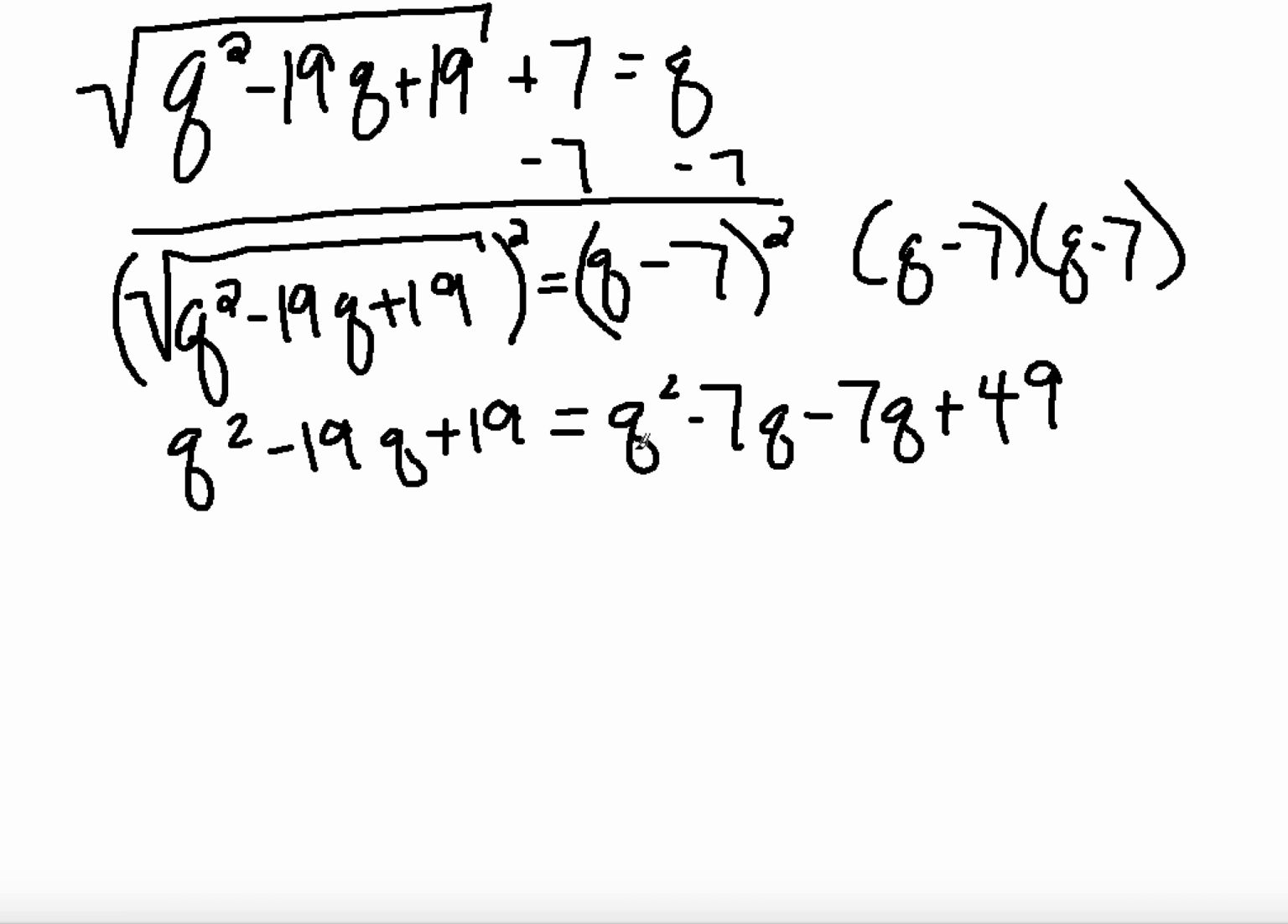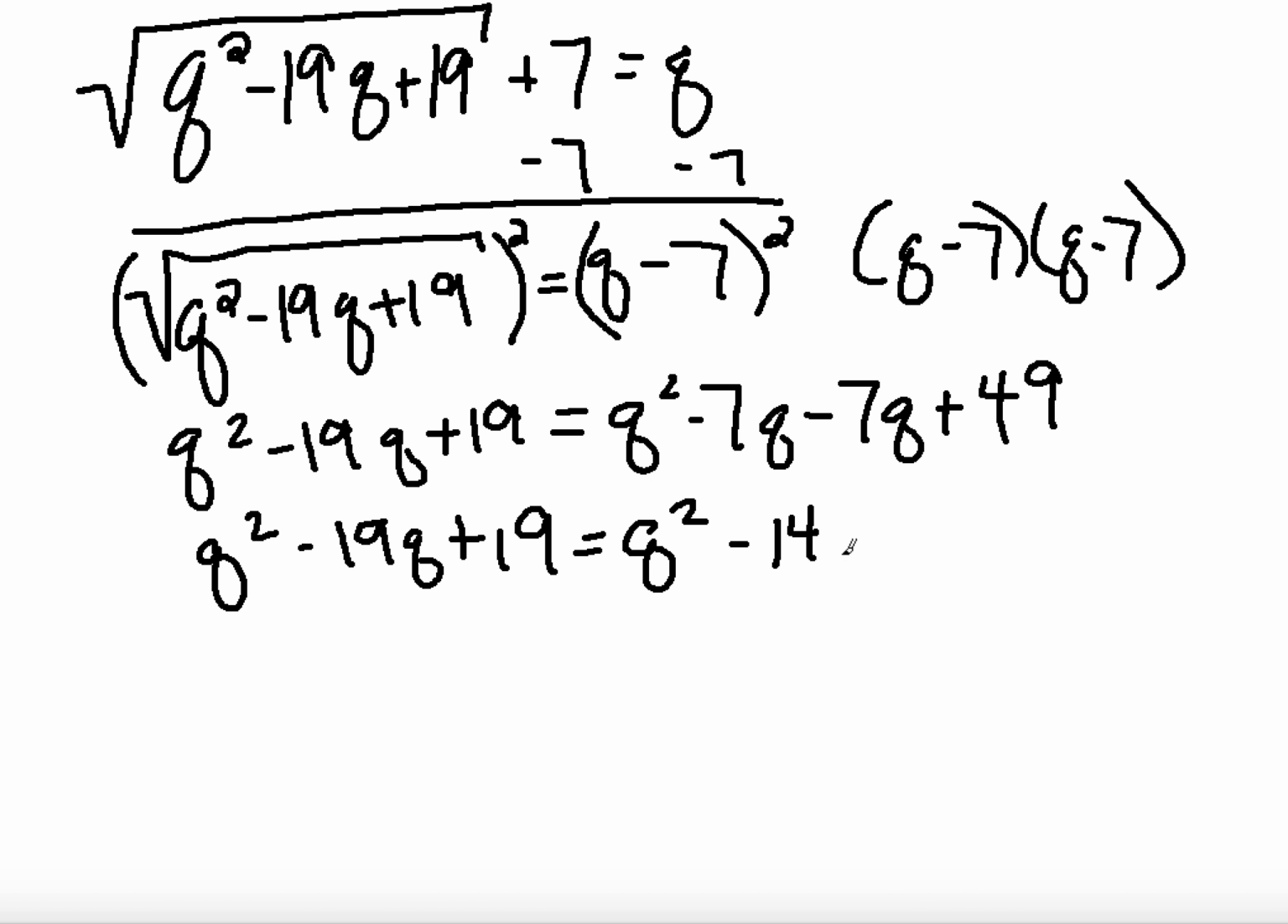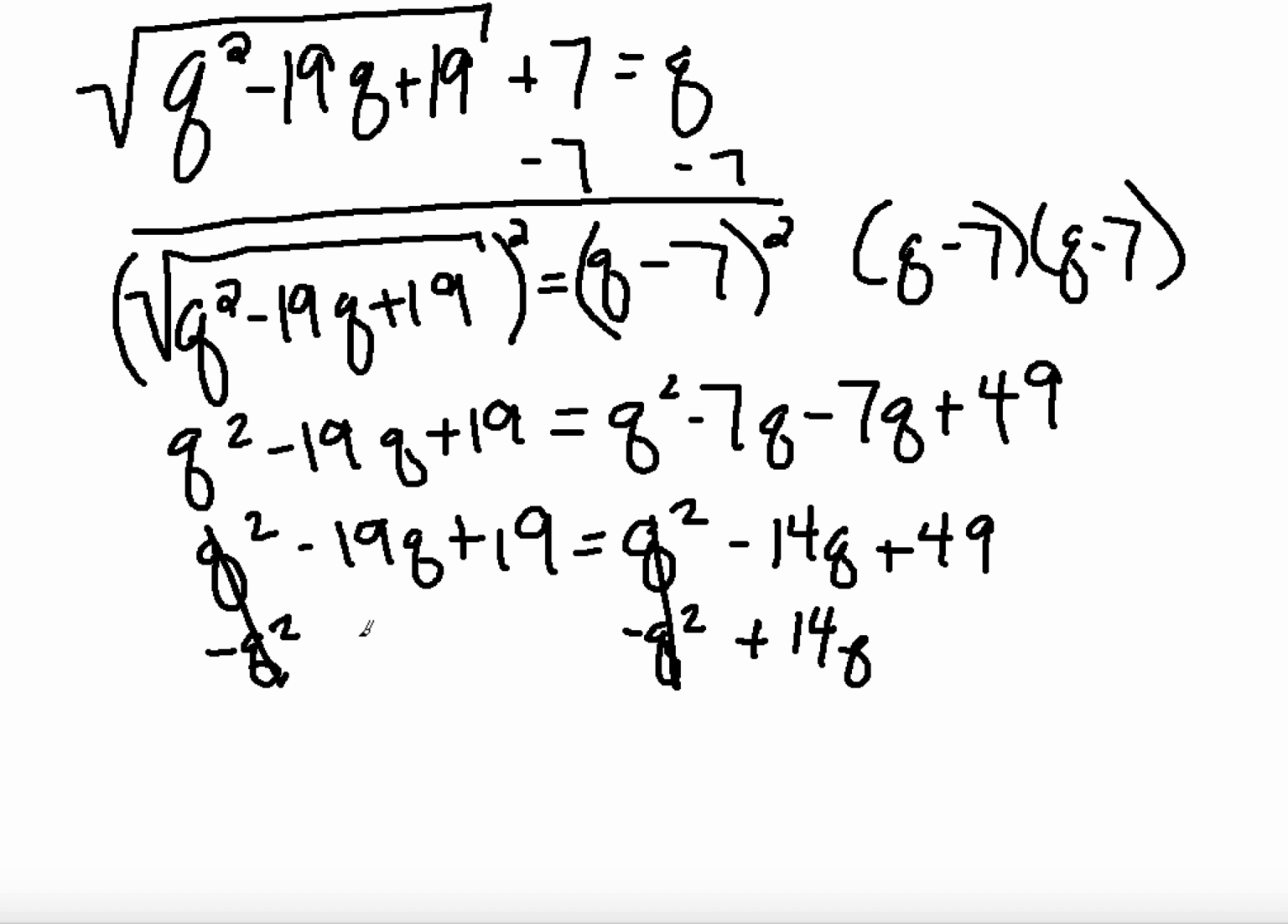And what's going to be nice about this is when I subtract the q squareds, we're going to have a nice simplification. So while what's under the radical is not a perfect trinomial, it doesn't affect my answer. Because when I square this, I'm going to minus q squared and minus q squared, and they're going to cancel. So then I'm going to add 14q, and I'm going to add 14q.